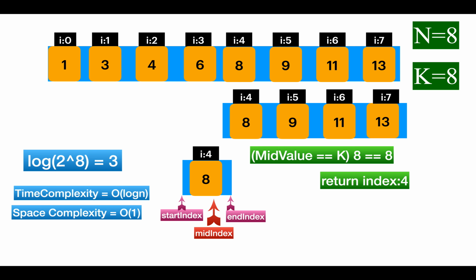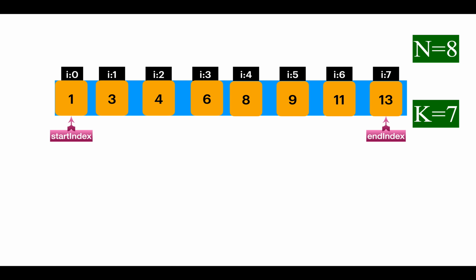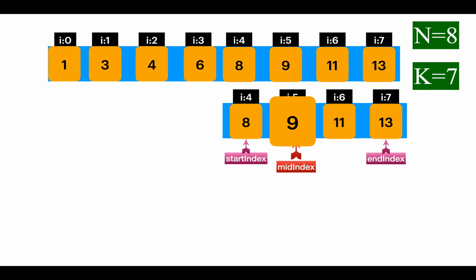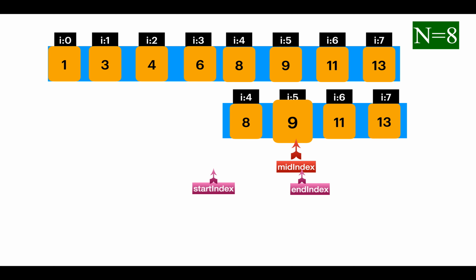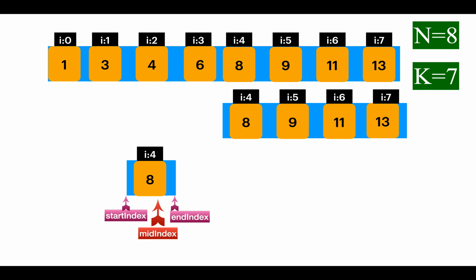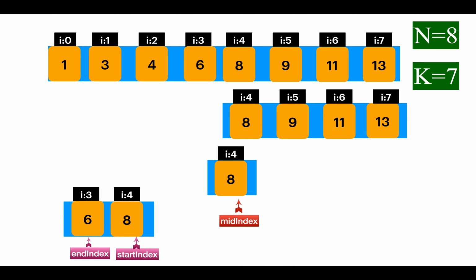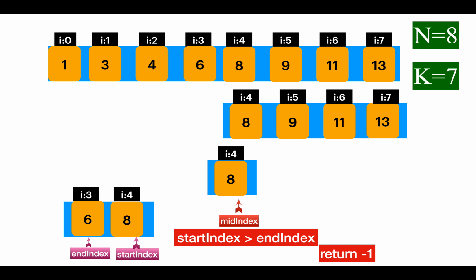Let's understand what if the key is not available. Let's see, we have a key as 7, which is not present in the array. So as usual we calculate the mid index. Now the mid value is less than key, we move towards right. Now the new mid value will be 9, which is greater than key, so we move towards left. Now again we calculate the mid, so the new mid value is greater than 7, so again we move towards left. Now you see the start index is greater than end index, so we return -1. That's it. So let's solve this problem.